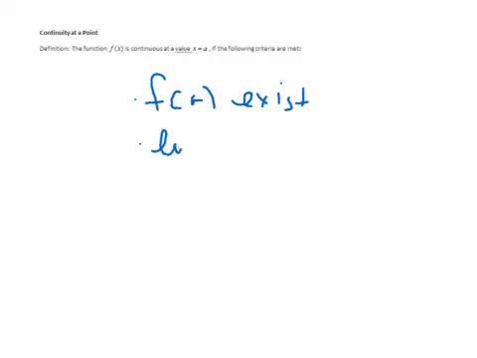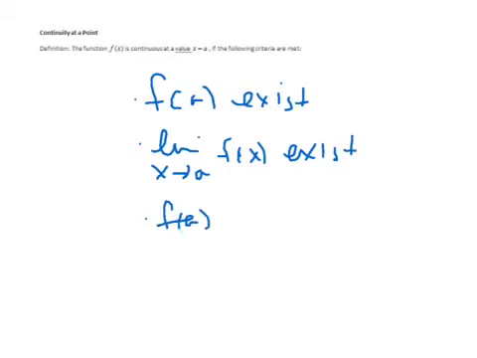2, the limit as x approaches a of our function must also exist. And number 3, f at a must equal the limit as x approaches a. Now technically, if this last statement is true, the first two statements have been met. Press the arrow key to go to the next slide.